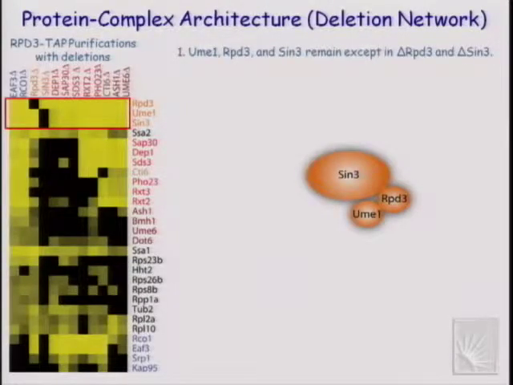So let's walk through it. UME1, RPD3, SYN3 remain in all the deletions except the case where RPD3 is deleted or SYN3 is deleted. These are the core modules in both complexes. They're very stable in all the deletions.